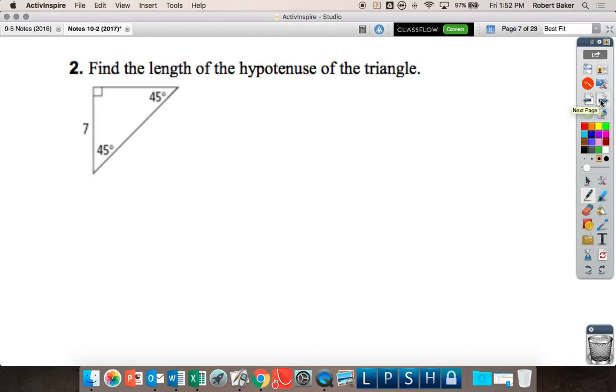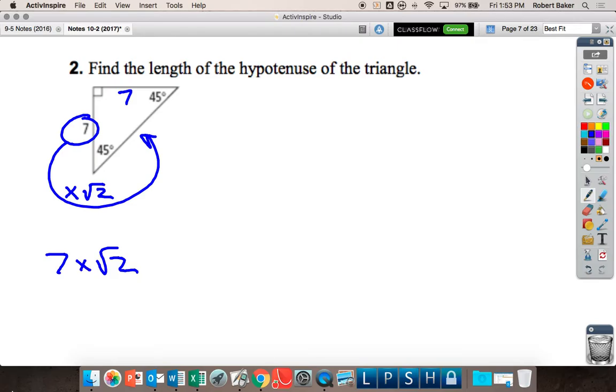This side's 7. How big is this side? 7. And how do we get from a leg to the hypotenuse? It's going to get bigger, so we multiply by the square root of 2. So what is 7 times the square root of 2? Boom, you're done. So as long as you guys realize we're only doing two processes today. Either multiplied by the square root of 2 or divided by the square root of 2. Which one do you think is easier, multiplying or dividing? Multiplying?